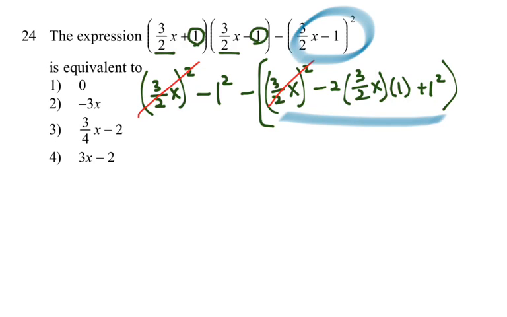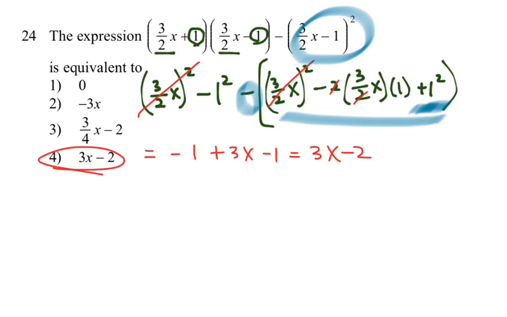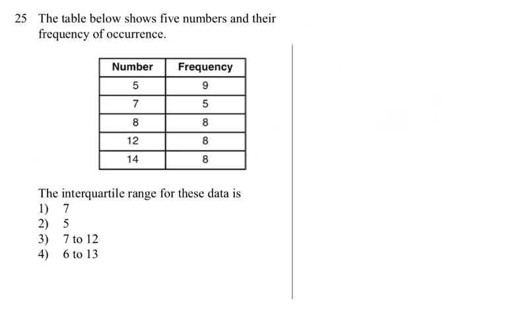Then you will realize the first terms will cancel out because of the negative sign that you can see over here. And then if I have to rewrite it, negative 1 and then 2 cancels out, so we get positive 3x and minus 1 because positive and negative. Then we end up getting 3x minus 2 as our answer, which is choice 4. Alright, let's look at the next question.